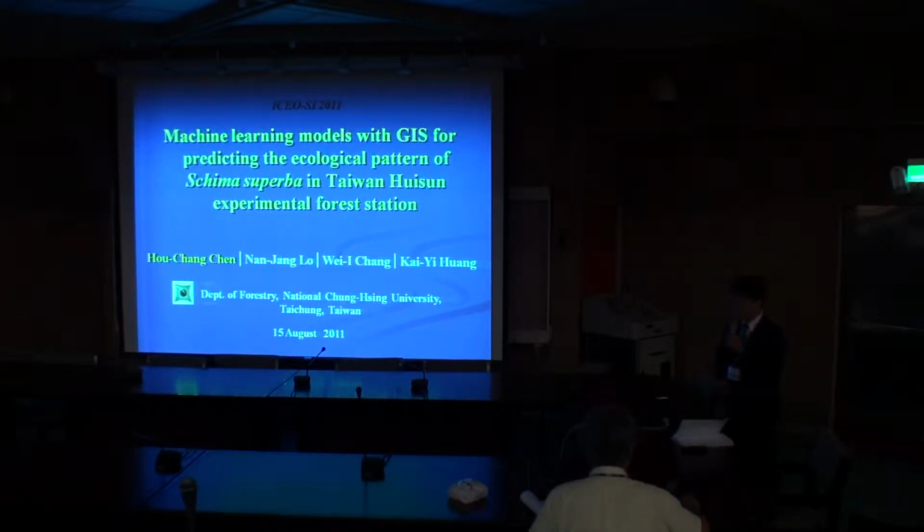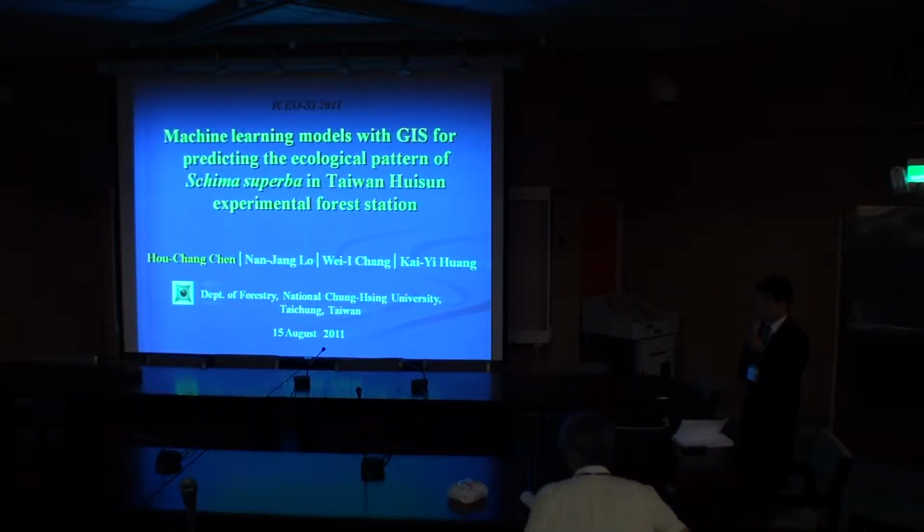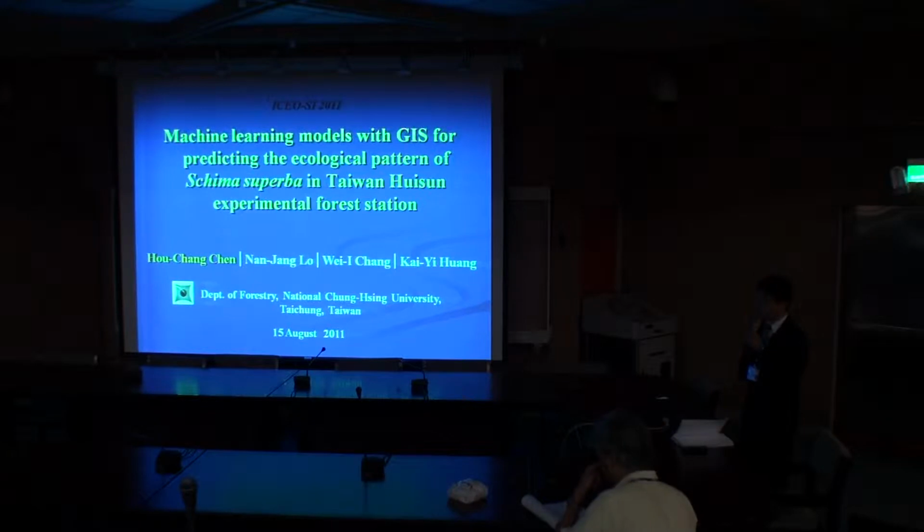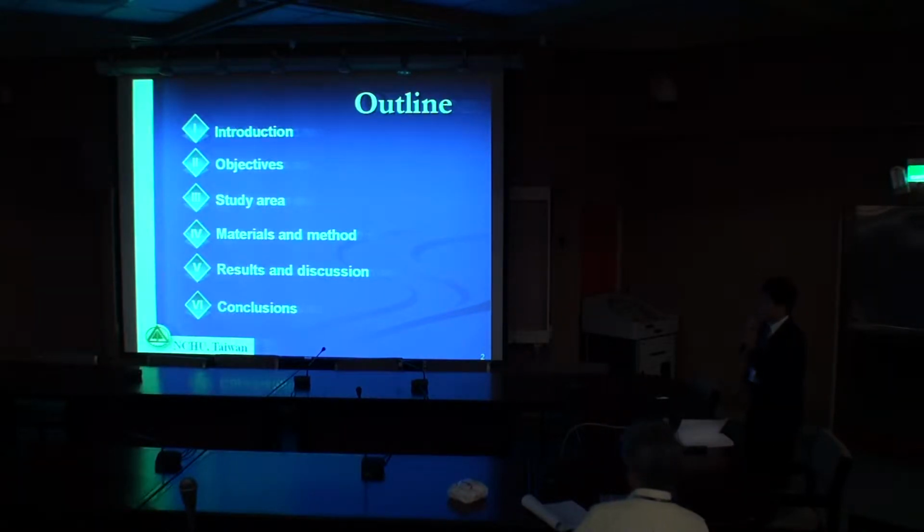Today I would like to talk about a machine learning model with GIS for predicting the ecological pattern of Schima superba in Taiwan's Huisun Experimental Forest Station. There are 6 sections in my presentation, from introduction to conclusion.